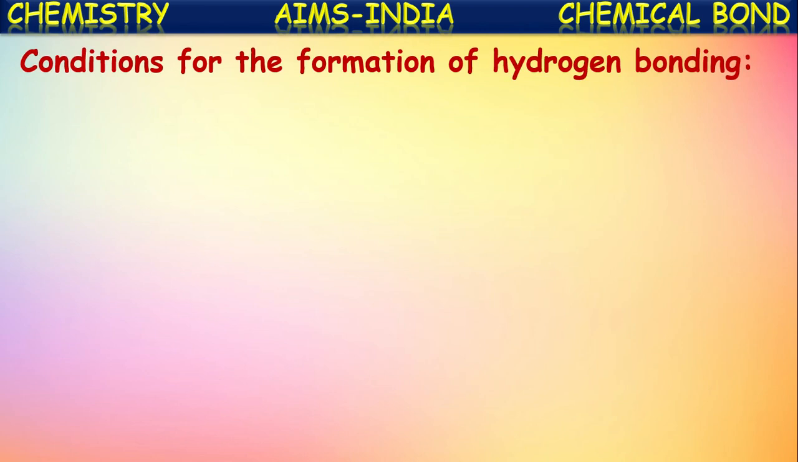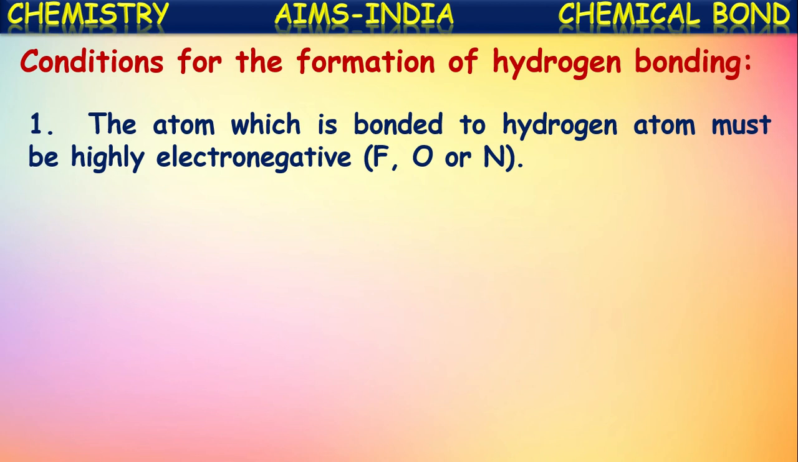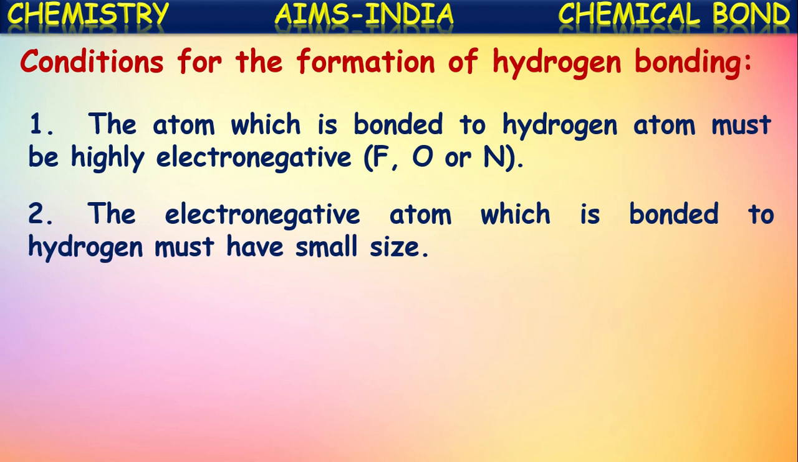Let us see the conditions for the formation of hydrogen bonding. The atom which is bonded to the hydrogen atom must be highly electronegative. That means when hydrogen is combined with atoms like fluorine, nitrogen, oxygen, only then can a hydrogen bond be expected. The electronegative atom bonded to hydrogen must also have a smaller size. Fluorine, oxygen and nitrogen have very small sizes and hence high electronegativity, and thus they form polar bonds with hydrogen, resulting in the formation of hydrogen bonds.